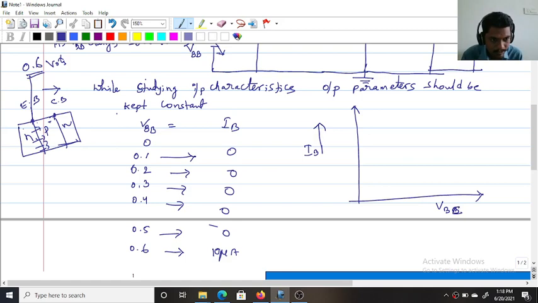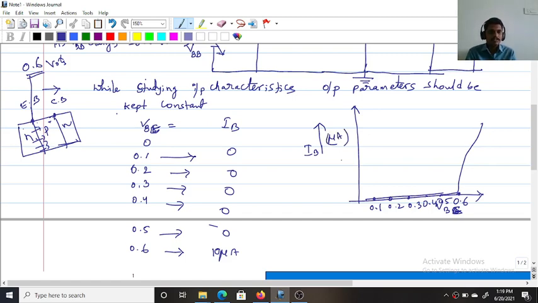Actually, it is the base to emitter voltage, which changes only when VBB changes. We can also write it as VBE. We are changing the voltage across the base emitter junction by varying VBB, so VBE changes only when VBB changes. We are increasing the voltage in steps of 0.1, 0.2, 0.3, 0.4, 0.5, 0.6. Up to 0.5, the current is 0. At 0.6 it starts increasing, in the order of microamperes.